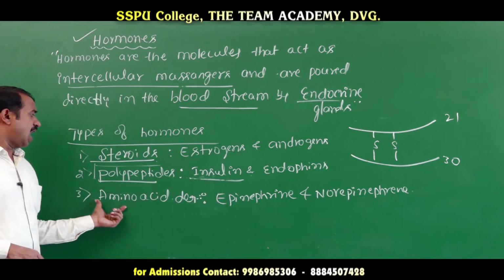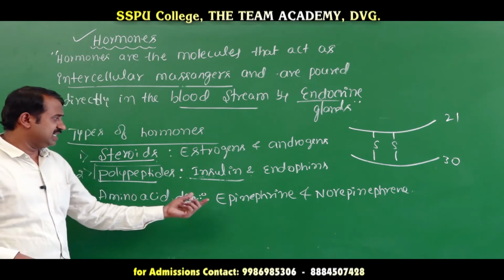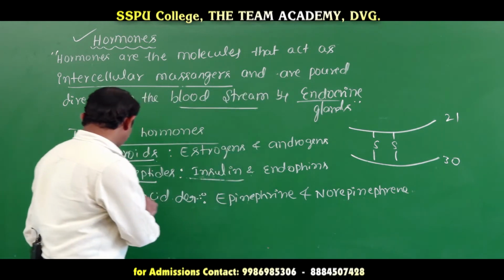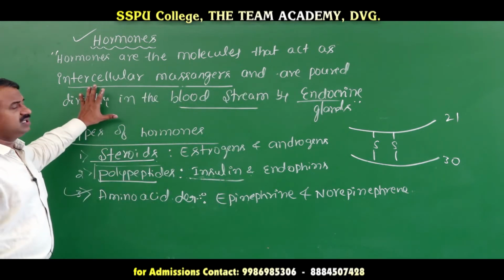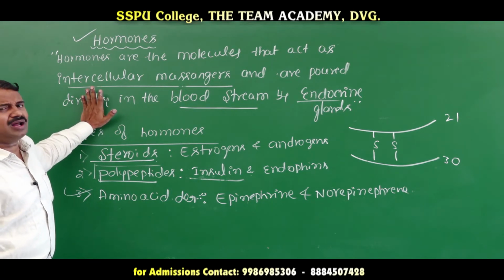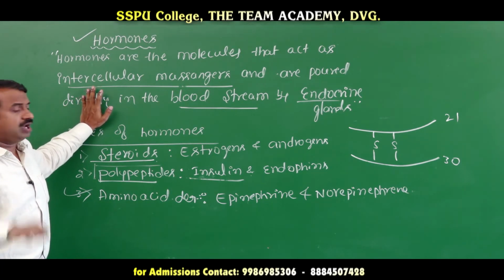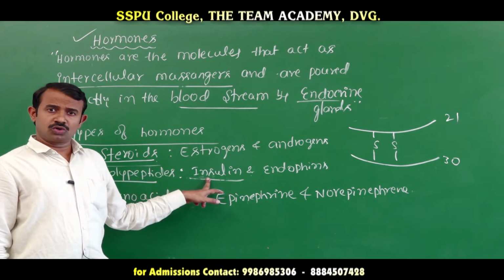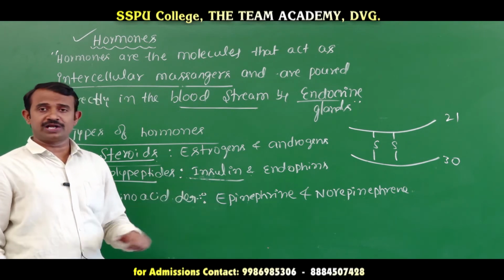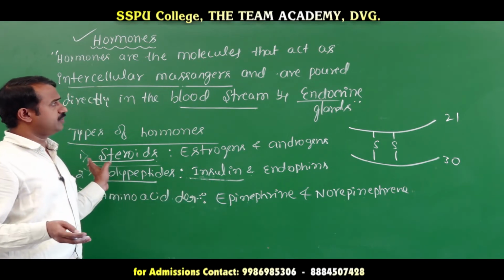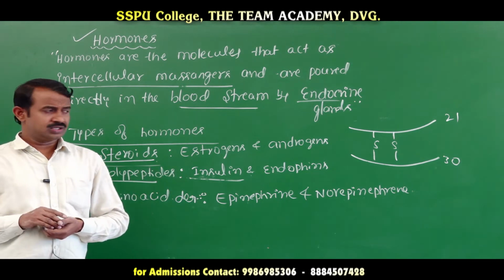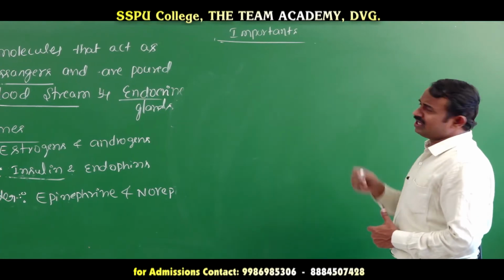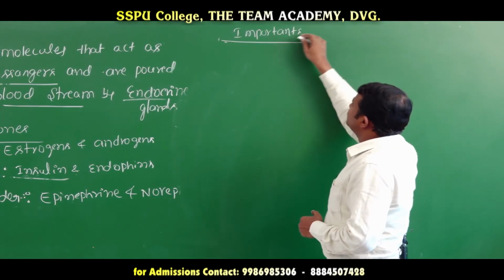Next, amino acid derivatives, which means epinephrine and norepinephrine. These are hormones. What are hormones? They will ask only one question, or they will ask that insulin's important character is that it maintains the glucose level in blood. These are all in the biomolecules chapter. Next, we'll go for the important questions in this chapter.